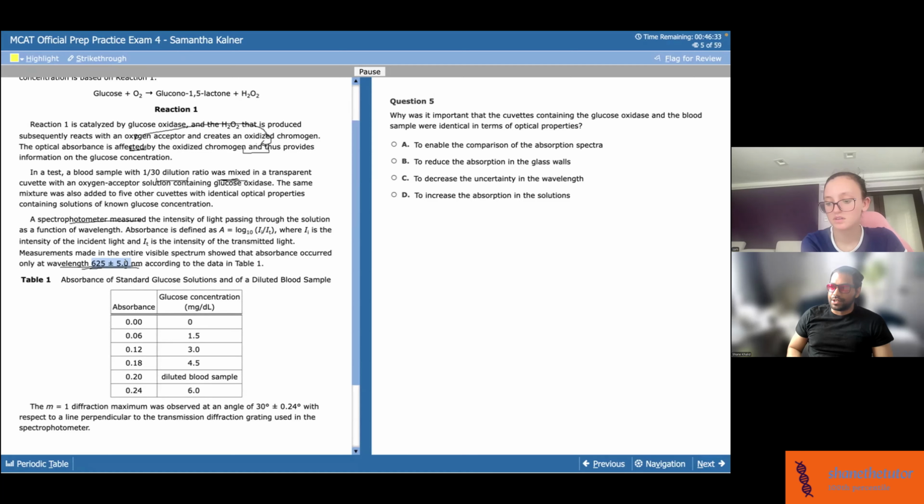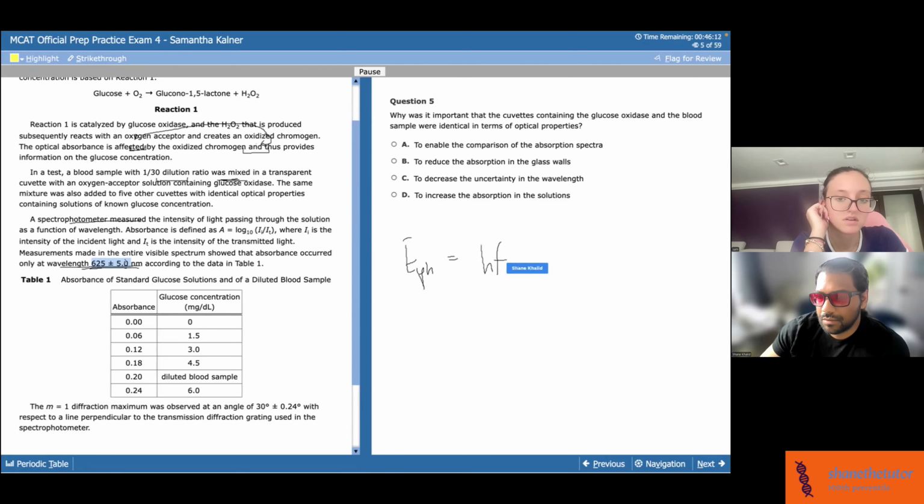Think of a formula with H in it. E equals hc over lambda. What's this? Energy of a photon. All right. So if we were just given wavelength, we would be able to solve for the energy of a photon, right?